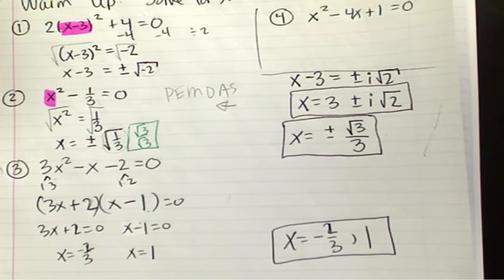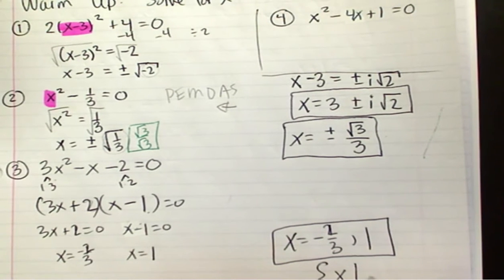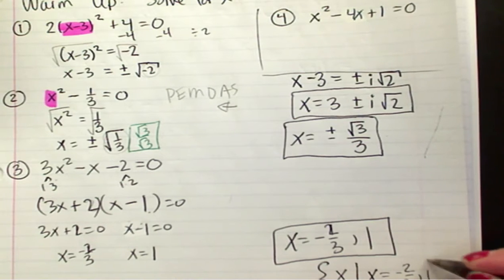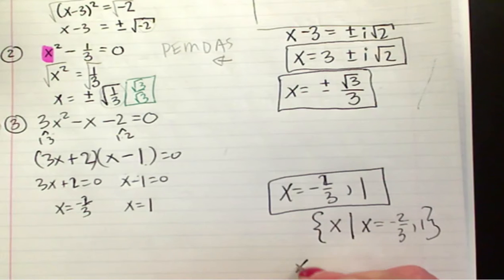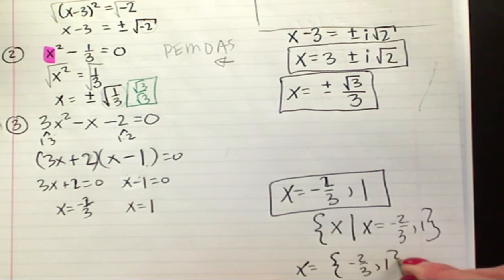Yeah. What was the way you were writing the answers? Oh, it's technically set notation. See the curly braces? x such that x equals. So there's two ways to write it because the question said solve for x. They assume that this is the set of the answers.